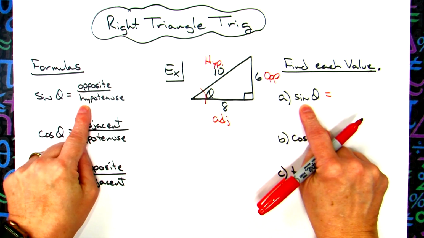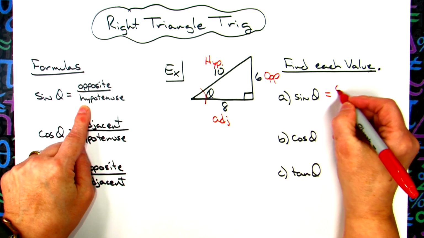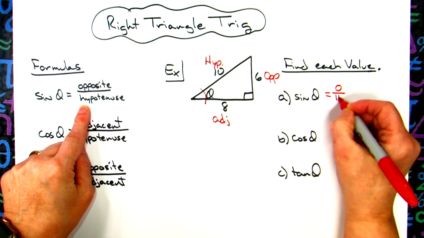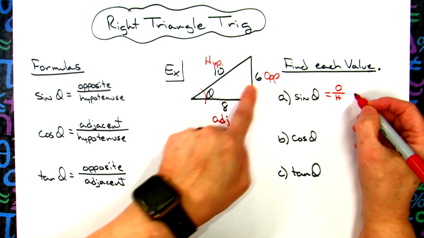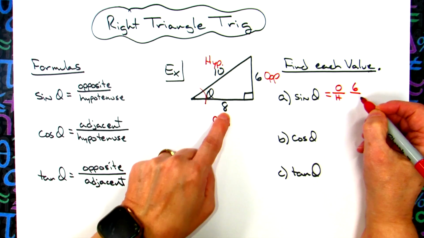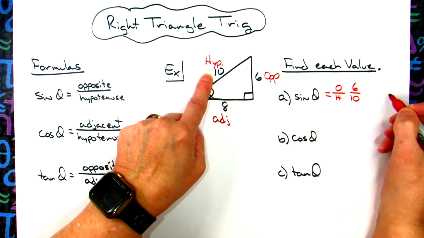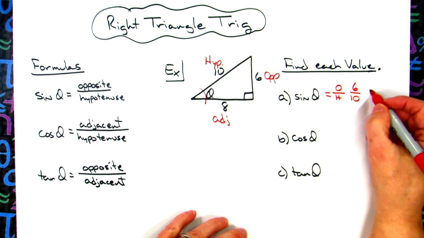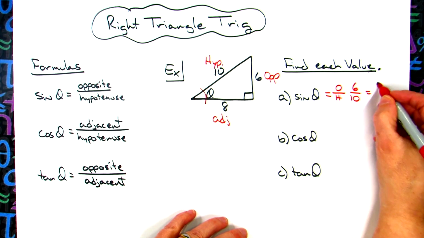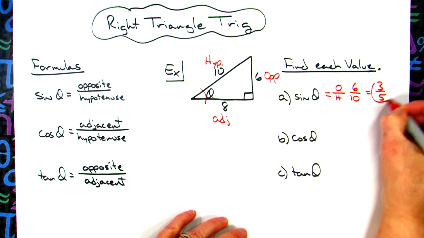Sine is opposite over hypotenuse, so to help remind myself here, I'm just going to use an O and an H. All right, well, my opposite side is 6. My hypotenuse is going to be 10, and so then I need to reduce to lowest terms. We'll divide by 2. That's going to give me 3/5.